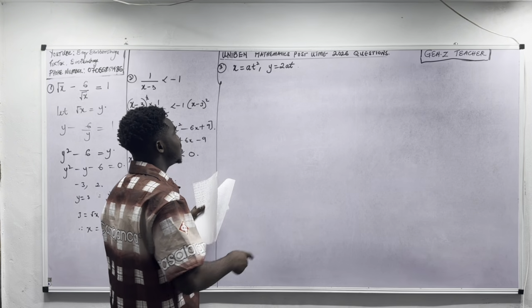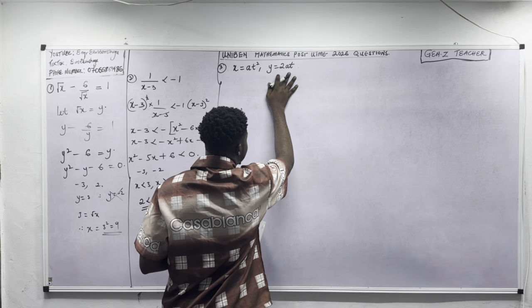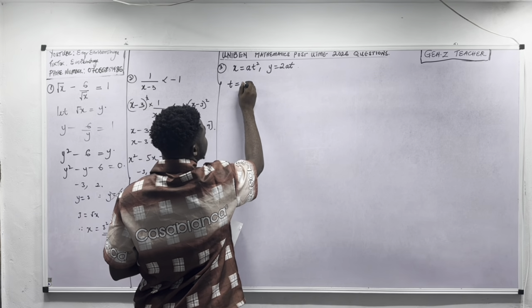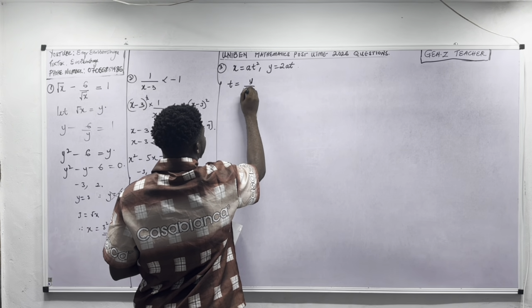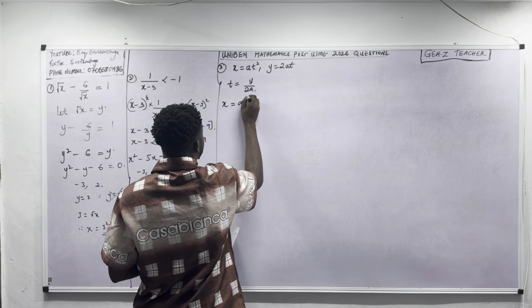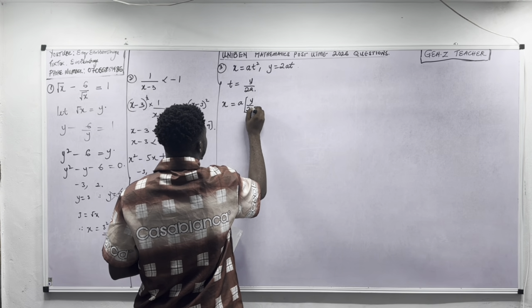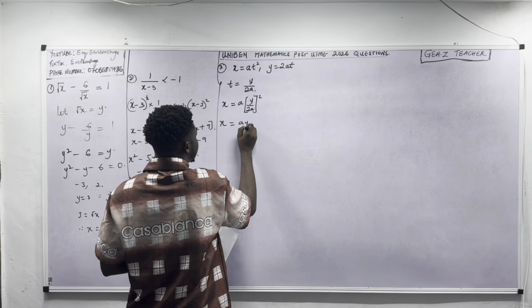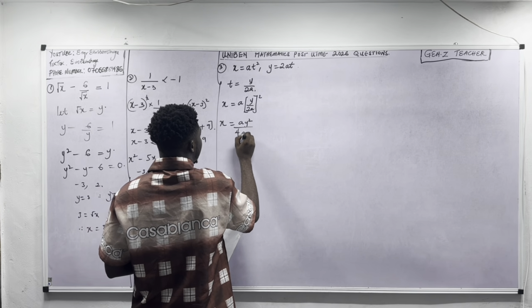Quickly, we're going to make t the subject, just substituting the formula from this equation since it's simpler. I'm sure from this equation here, you agree that t should be equal to y divided by 2a. I'm going to plug that into here. So we're going to have x equals a into y over 2a, all squared. So we have x equals ay squared over 4a squared.